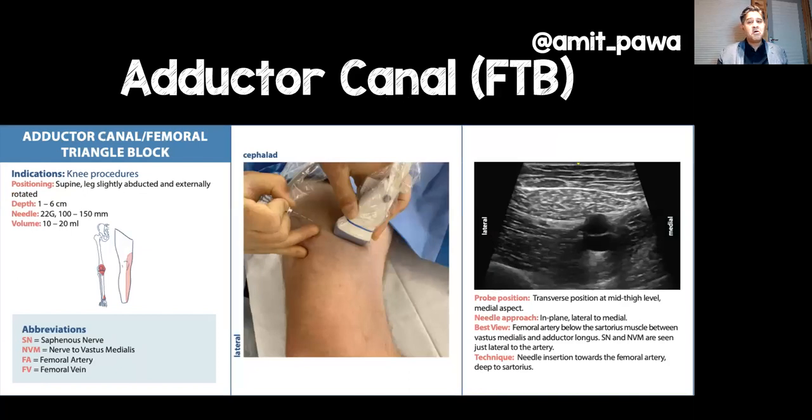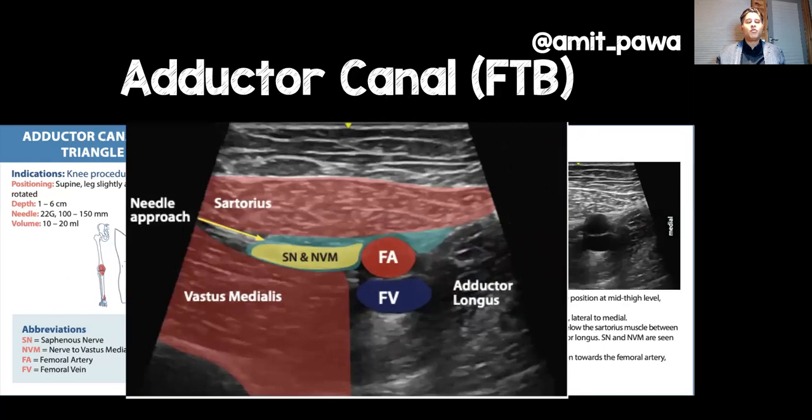Really topical, really popular now. The adductor canal block has really been used a lot for knee surgery. And the big point of contention here is, do we call it the adductor canal block when we're actually not doing it in the adductor canal? We're most often, or more often than not, doing it at the apex of the femoral triangle. I know if Dr.